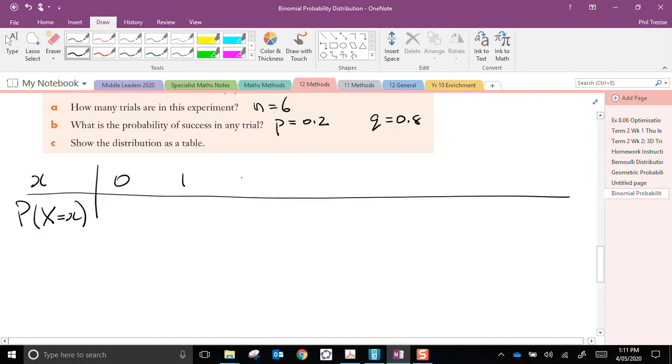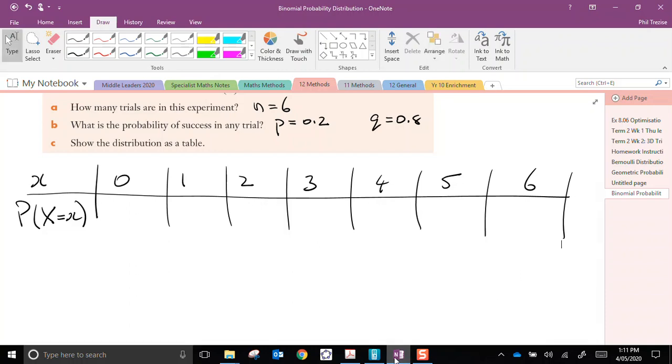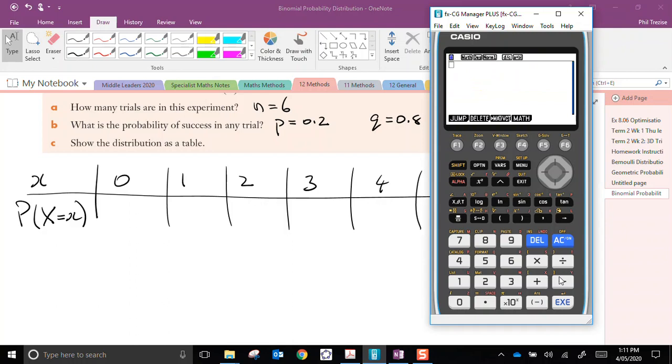0, 1, 2, 3, 4, 5, 6. And each one of these entries in the table will be calculated with that formula that we just talked about. Now, let's have a look at how we would enter that onto our calculator. So remember, from the options key and then to the right we have a probability menu.